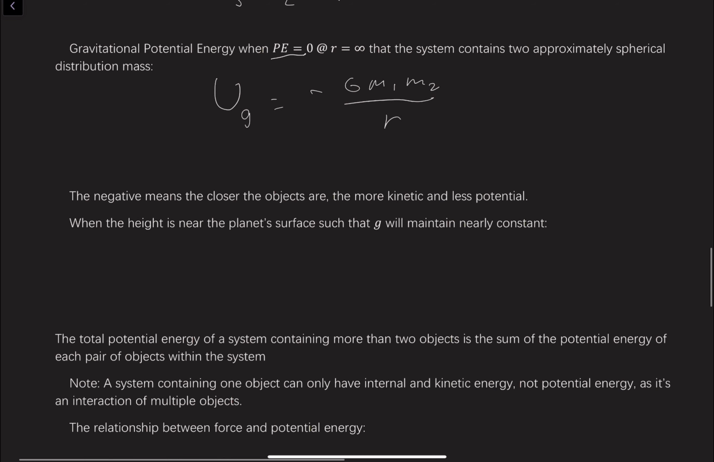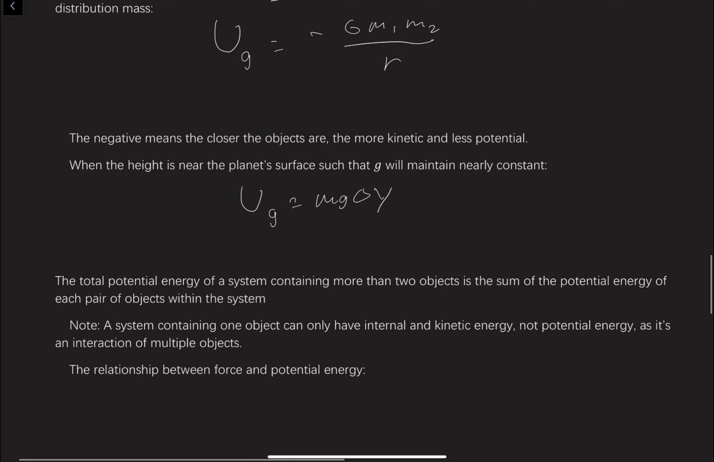When the height is near a planet's surface, or you just know g, so U sub g is equal to mg delta y. Delta y is the distance from the zero position, not the equilibrium position, sorry.